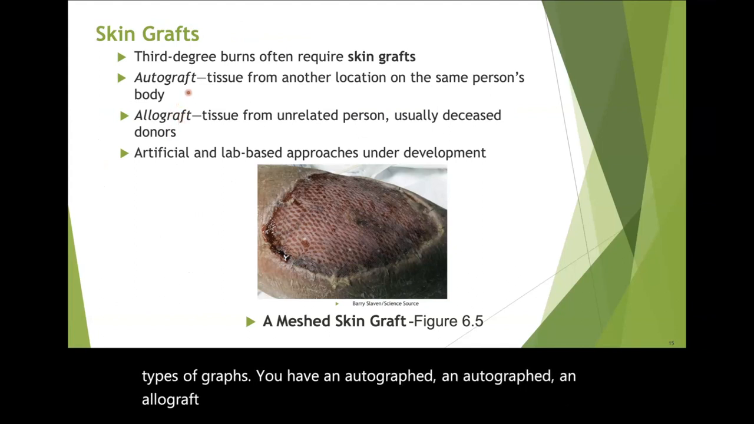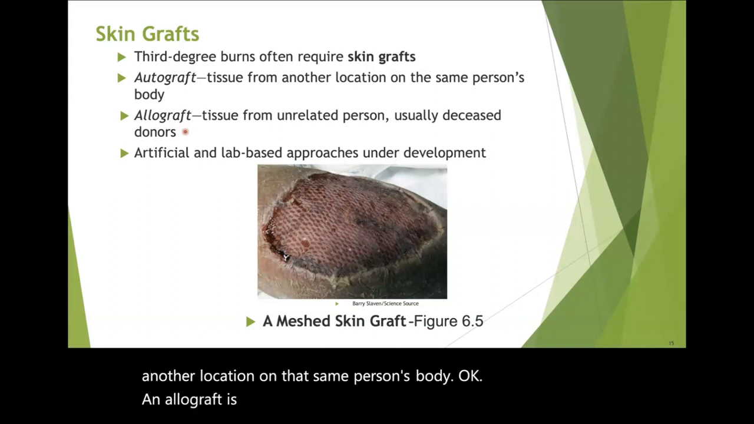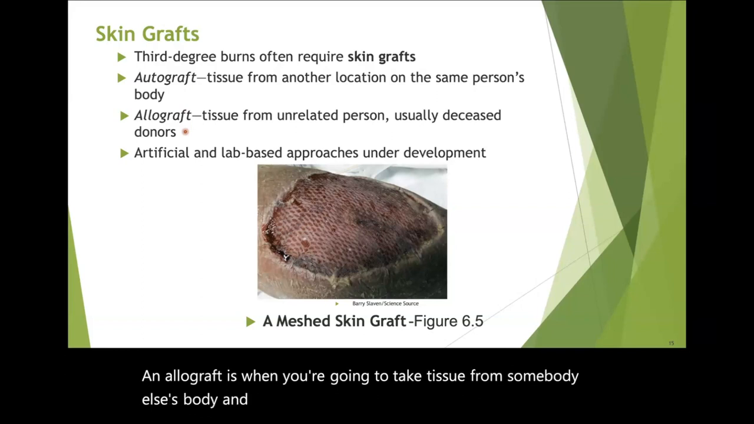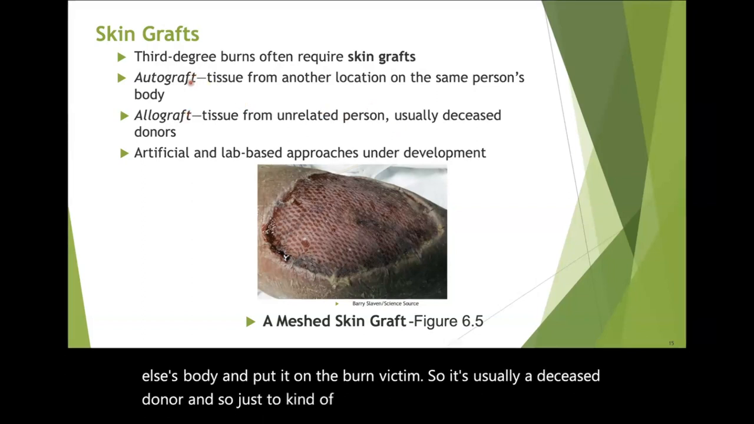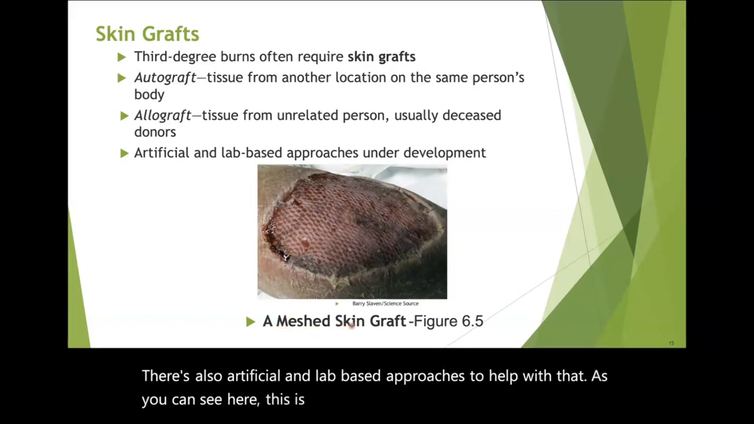An autograft is when you're going to take tissue from another location on that same person's body. Okay, an allograft is when you're going to take tissue from somebody else's body and put it on the burn victim. So it's usually a deceased donor. And so just to kind of start throwing that information in, there's also artificial and lab-based approaches to help with that. As you can see here, this is a mesh skin graft that can be available.